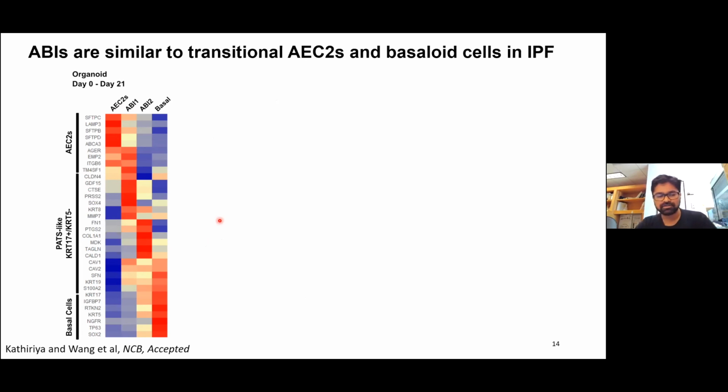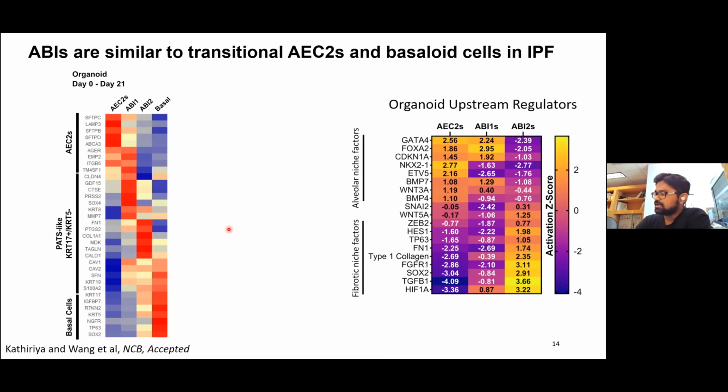So we looked at signaling pathways by way of looking at upstream regulators of these 3 cell types. And what we found was confirmatory and assuring: some of these alveolar niche factors like GATA4, FOXA2, NKX2.1, BMP and Wnt signaling are highly upregulated in type 2 cells and somewhat in ABI1s.